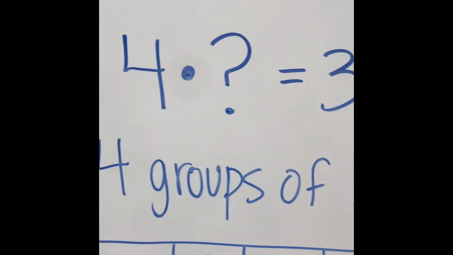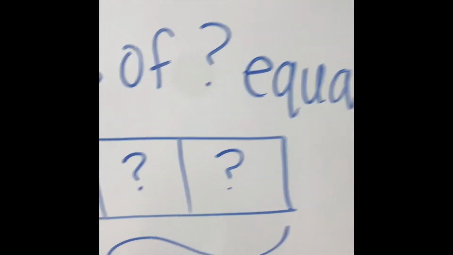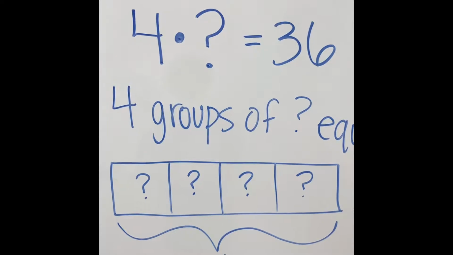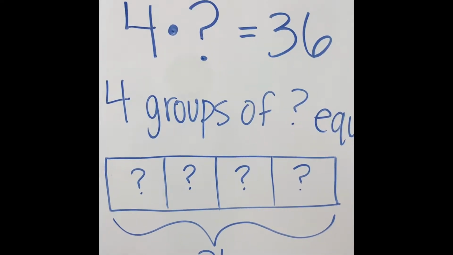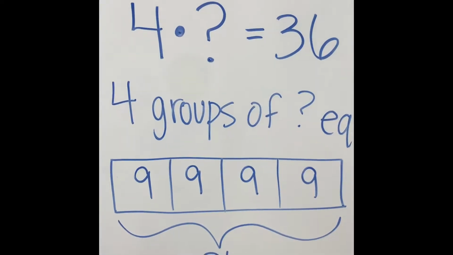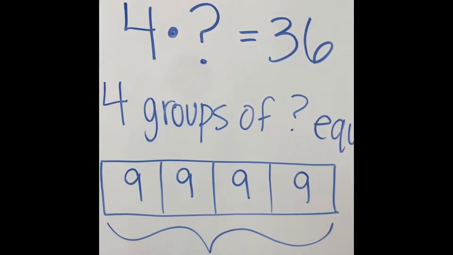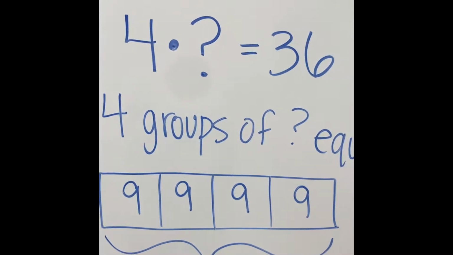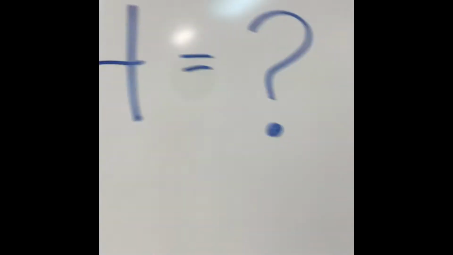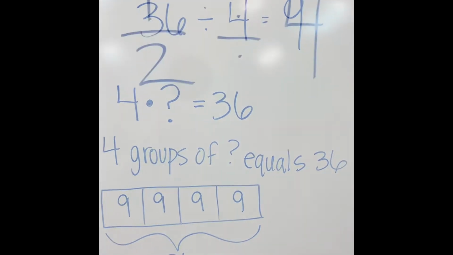So 4 times some number is equal to 36, otherwise known as 4 groups of question mark equals 36. The picture looks like this. You're looking for 4 of the same exact value that equals 36. Because we can see that 9 plus 9 plus 9 plus 9 would equal 36, or 4 times 9 would equal 36, we know that the answer to our division problem, the question mark, so the quotient, is 9.